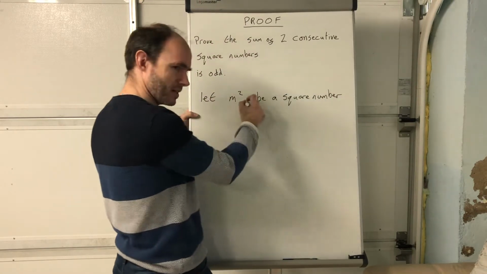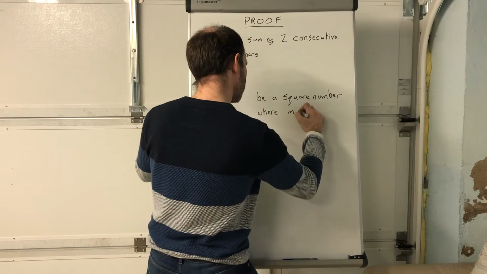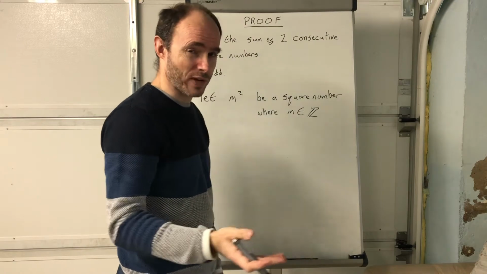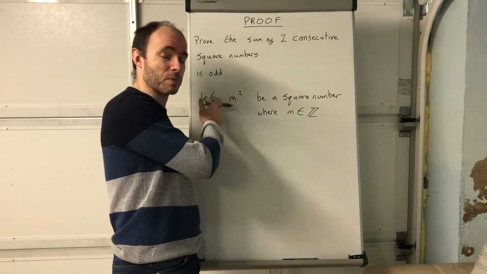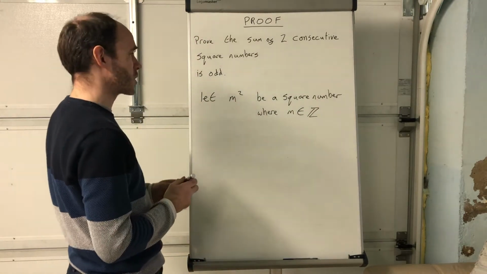Remember what I said about introducing letters, where m is itself an integer. Of course, it doesn't matter whether it's a positive or negative integer, does it? Because you square a negative value, it becomes positive. So that bit's fine. Let m squared be a square number.